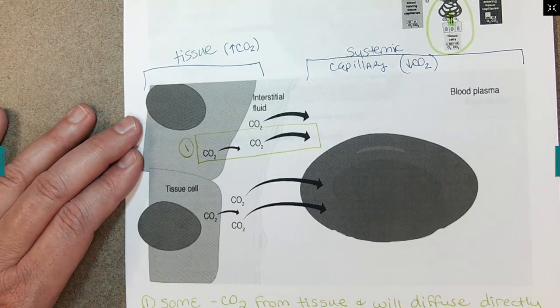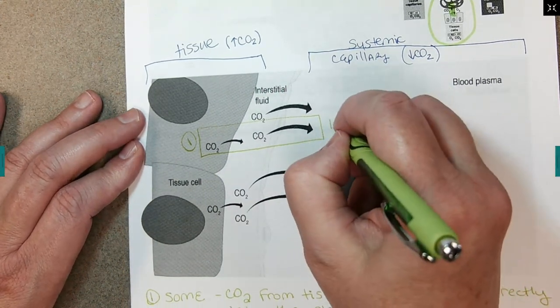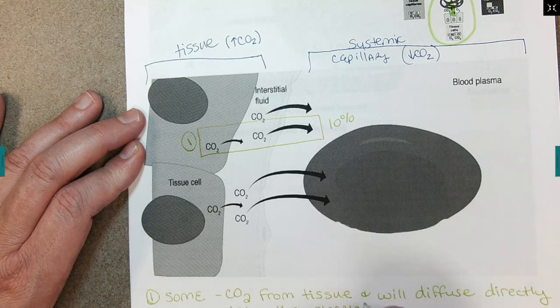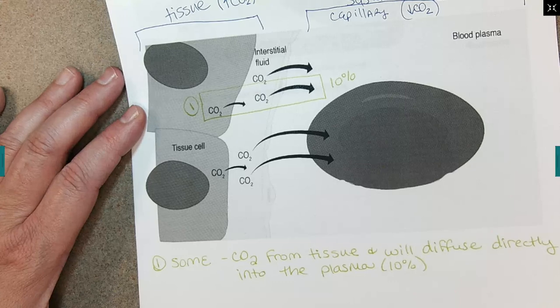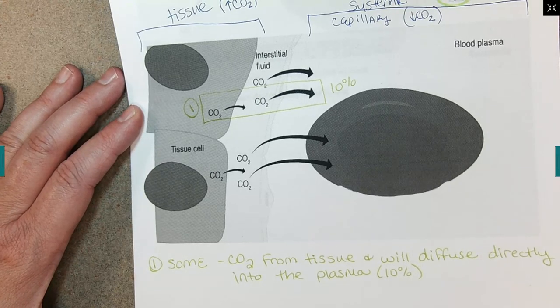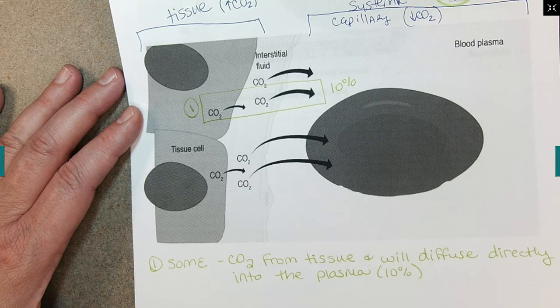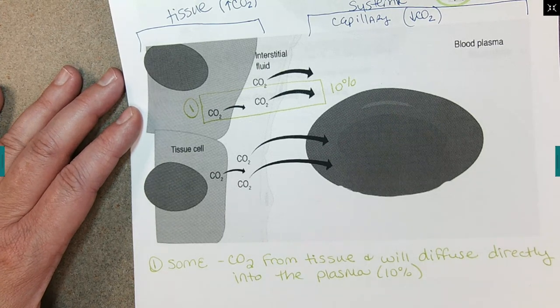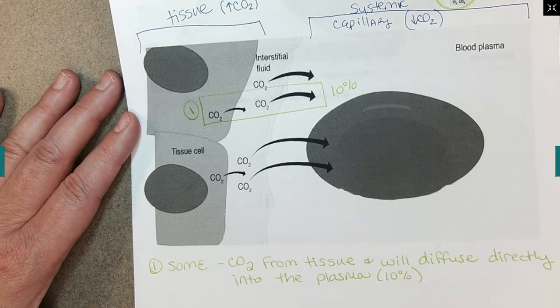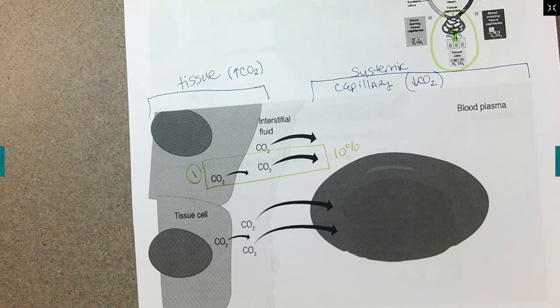And when I say some, we're going to say about 10% of all the carbon dioxide that's going to move is going to move in this method. It's going to just go simple diffusion straight from the tissues into the plasma. Notice it didn't go into the red blood cell, it's just hanging out in the plasma in the blood. That's our first scenario there.